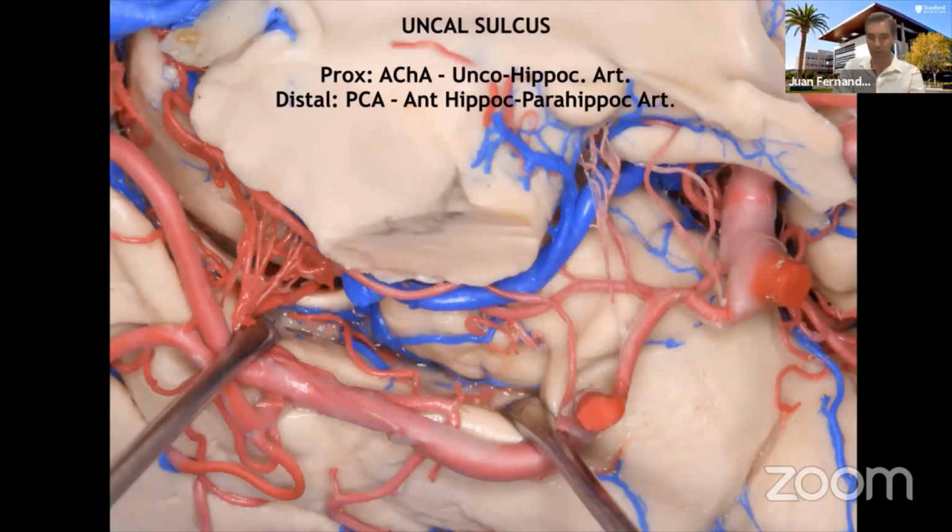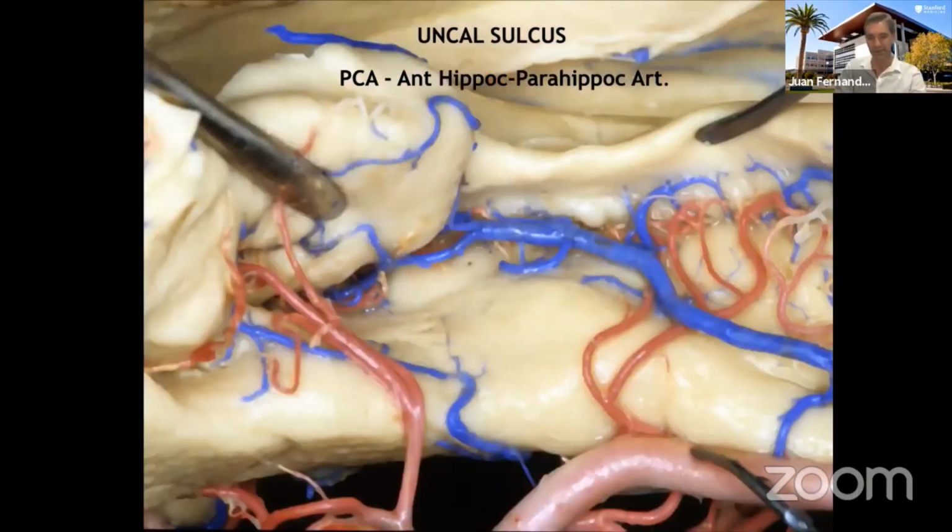So again, the uncal sulcus, we are opening it here. You see 2 arteries going in, one from the choroidal artery, the uncohippocampal artery, and one from the PCA, the anterior hippocampal parahippocampal artery. And in this other specimen, there is no branch from the choroidal. It's all coming from a very strong hippocampal parahippocampal artery from the PCA. And you can also see the venous drainage of the hippocampus.